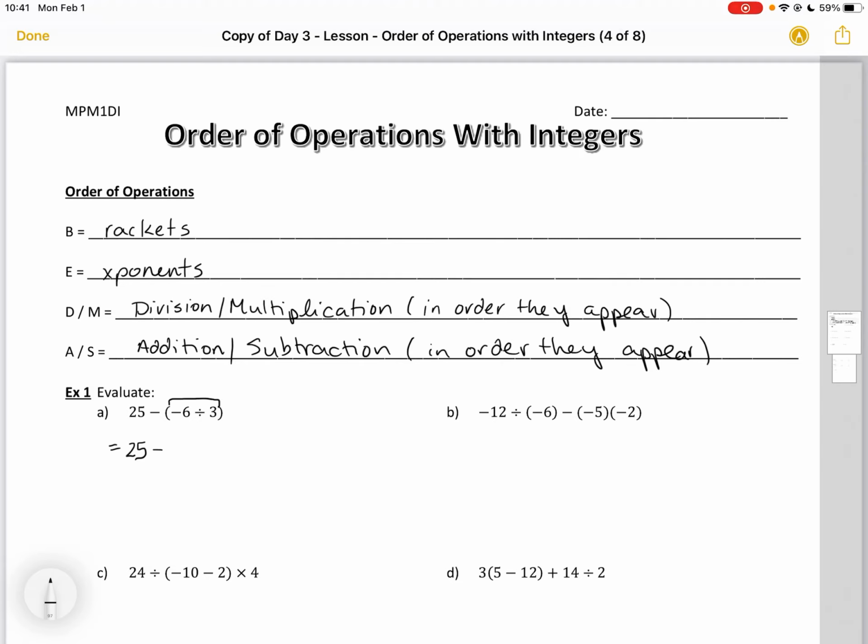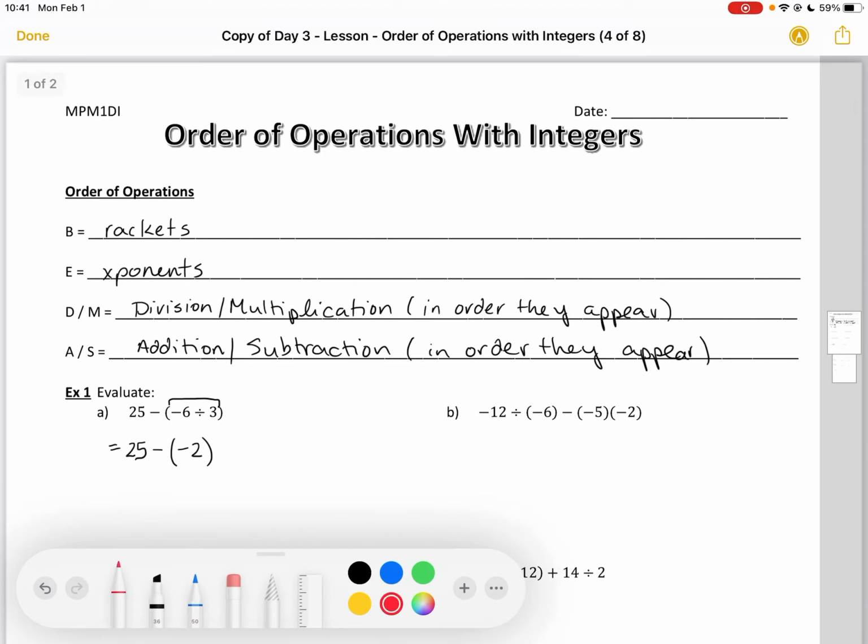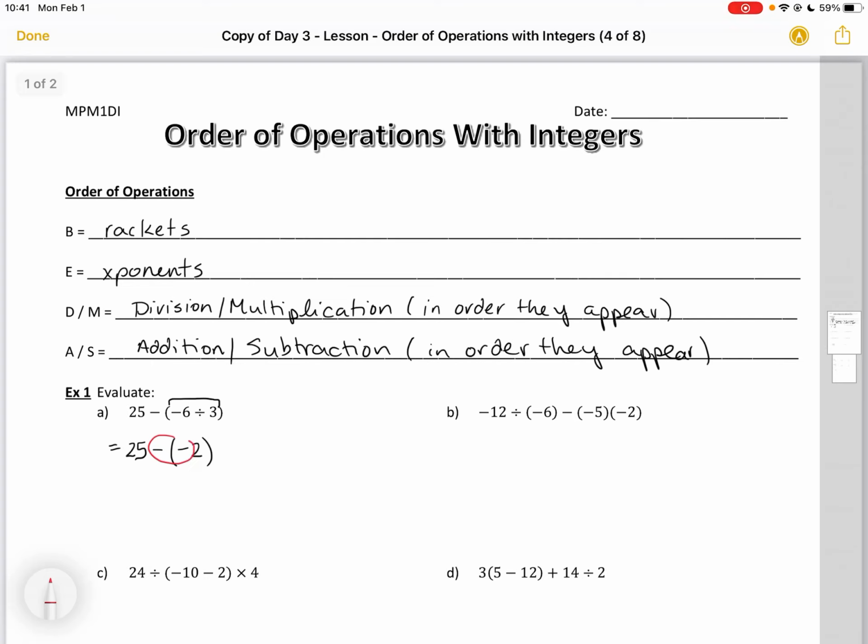The next thing that I'm looking at is -6 divided by 3. Those have different signs, so my answer is going to be negative. 6 divided by 3 is 2. The next thing that I'm going to identify here is that now I have a double sign. Those are the same. I can replace it with one positive sign. Now my question is 25 plus 2, same sign, keep the sign, and add the integers.